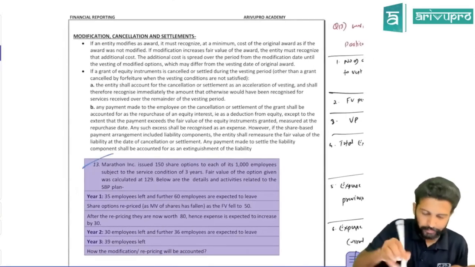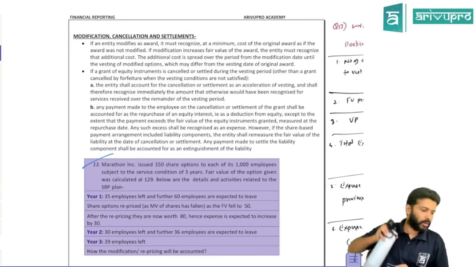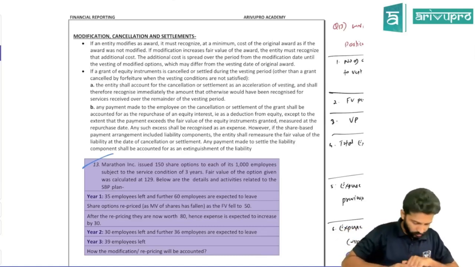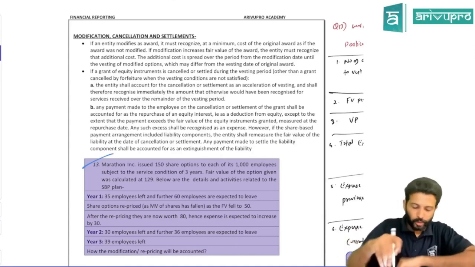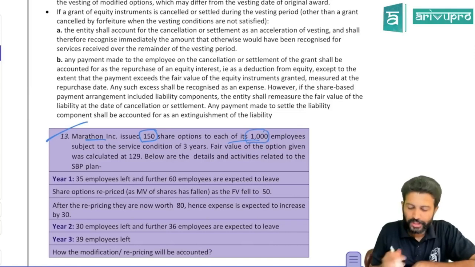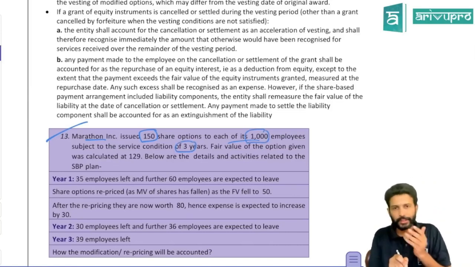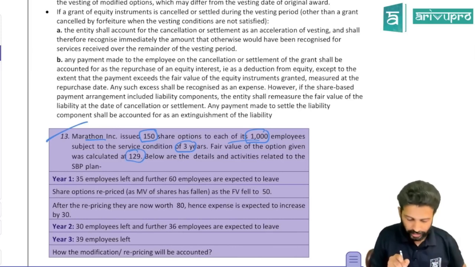Let's take up question number 30. A Marathon company issued 150 share options to its 1,000 employees, subject to a service condition of 3 years. So the vesting period is 3 years. They have to wait for 3 years, then only they will get. The fair value of the option was calculated as 129, the grant date fair value. Below are the details and activities related to the SBP plan. First year 35 left. Further 60 are expected to leave.